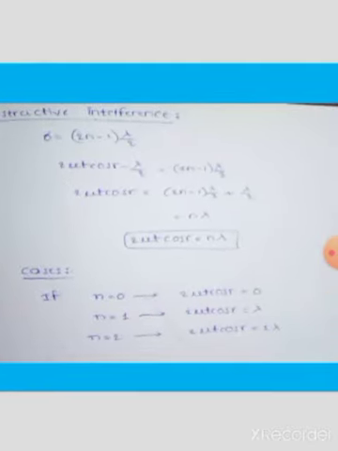Next, let us see destructive interference. Delta equal to 2n minus 1 into lambda by 2, and as with constructive interference, by varying the n value, we will get different values of n lambda.